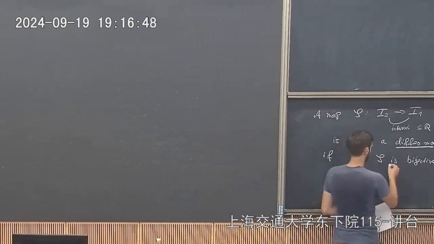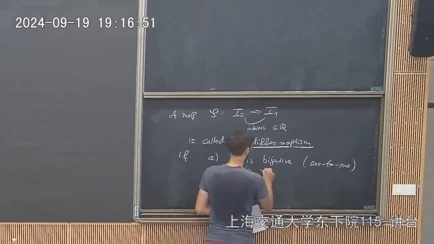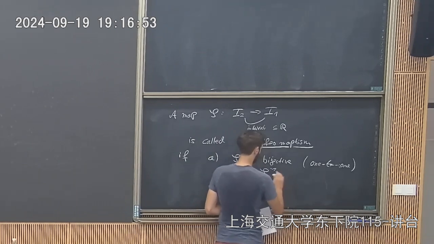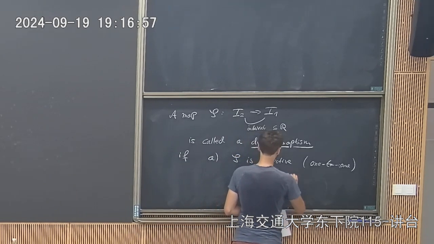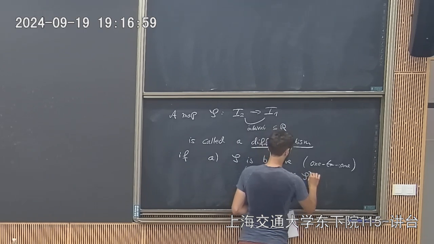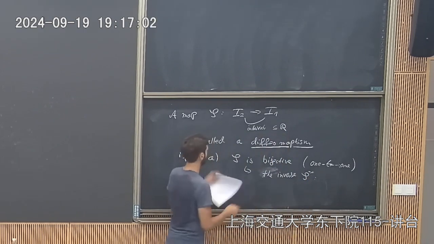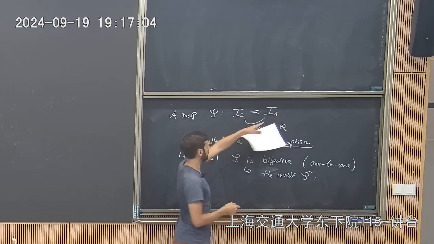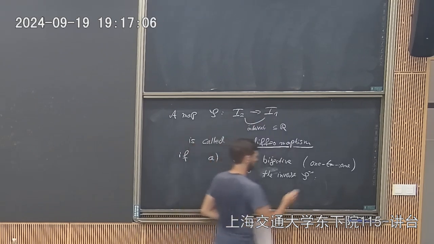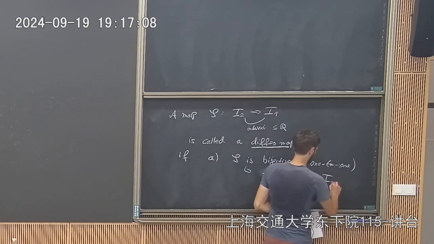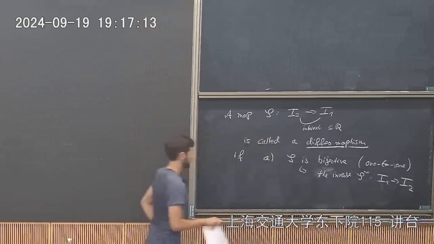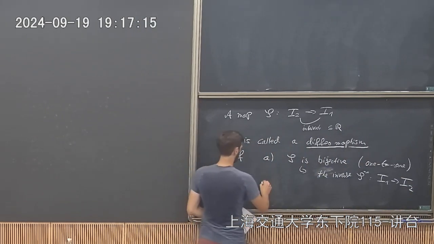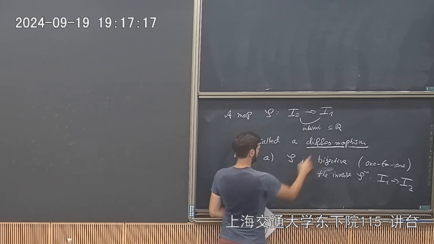So if it's bijective, then there exists an inverse, which says where a point in I1, the first interval, corresponds to in the second one. So that's one: a map that goes in the other direction exists. And the second requirement for a diffeomorphism is that this inverse is also smooth.